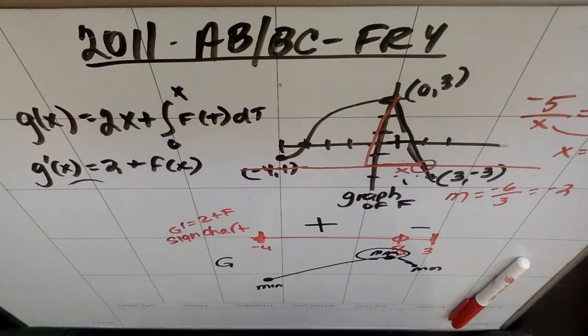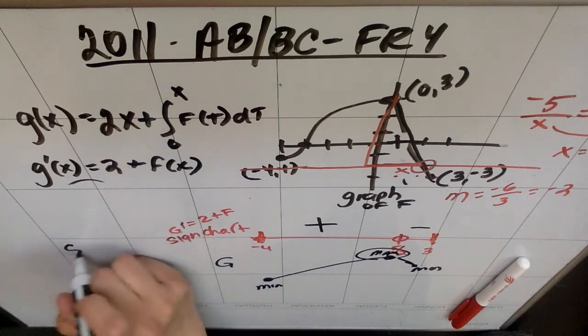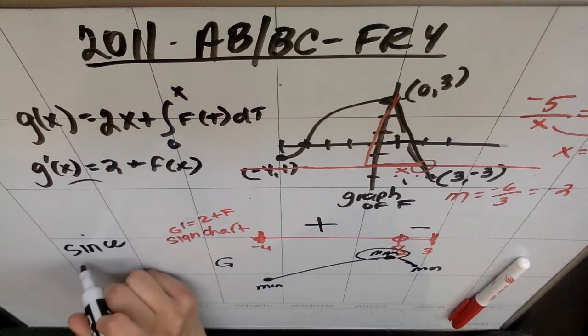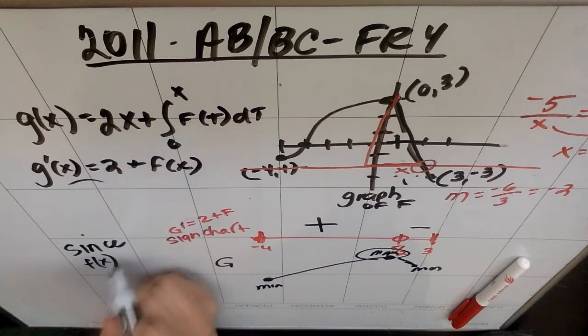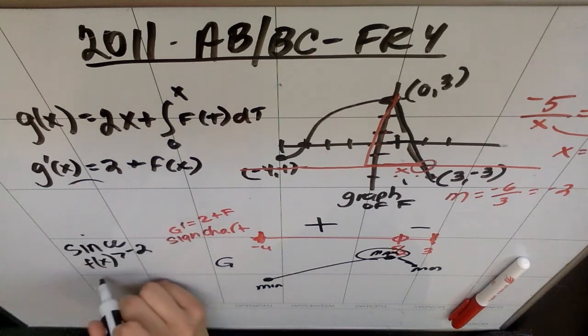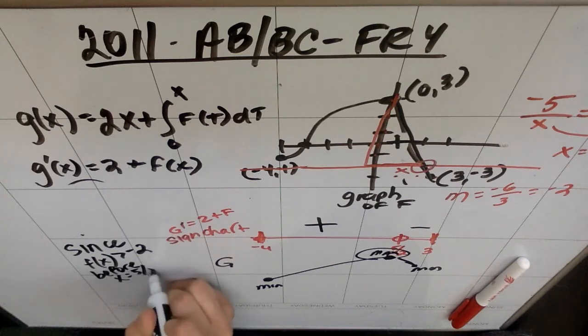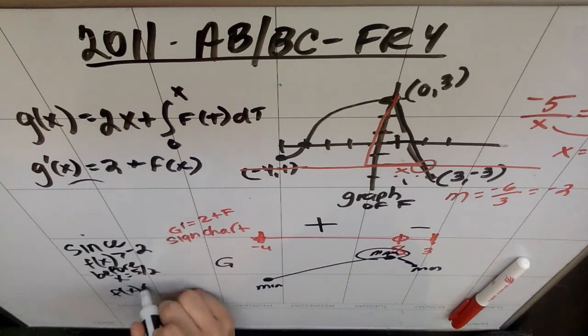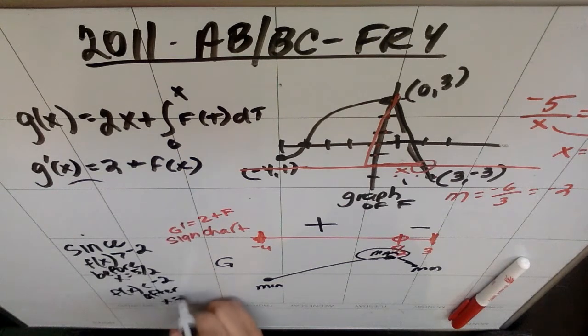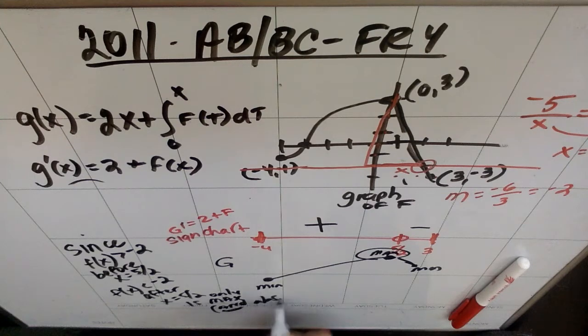So essentially, because f of x is greater than negative 2 before x equals 5 halves, and f of x is less than negative 2 after x equals 5 halves, that is the only max, and it's the absolute max, right? It's the only max, it's the highest max, right?